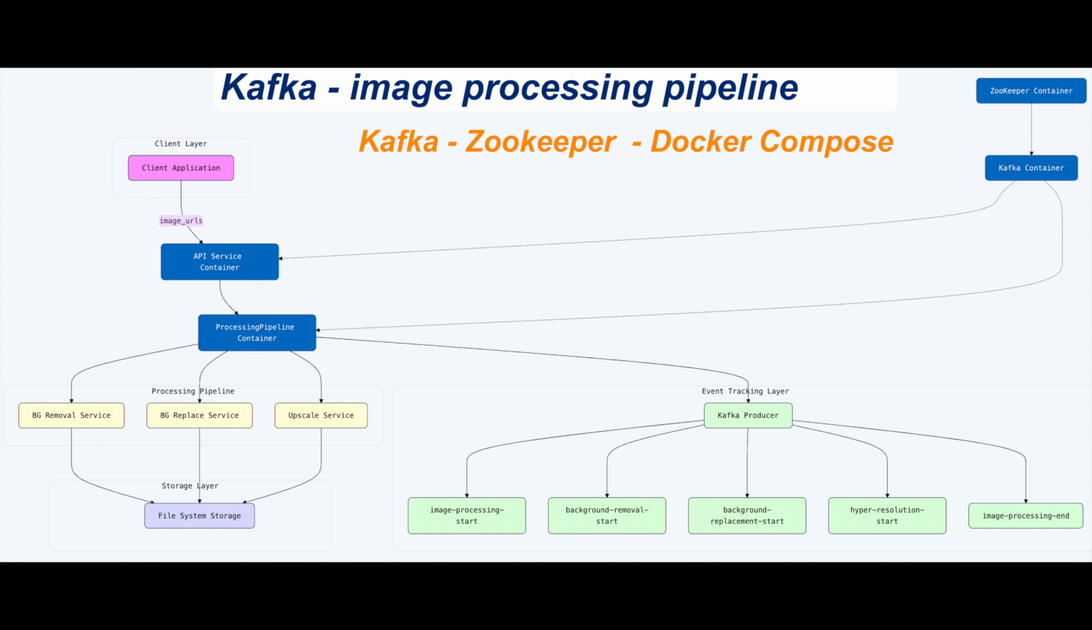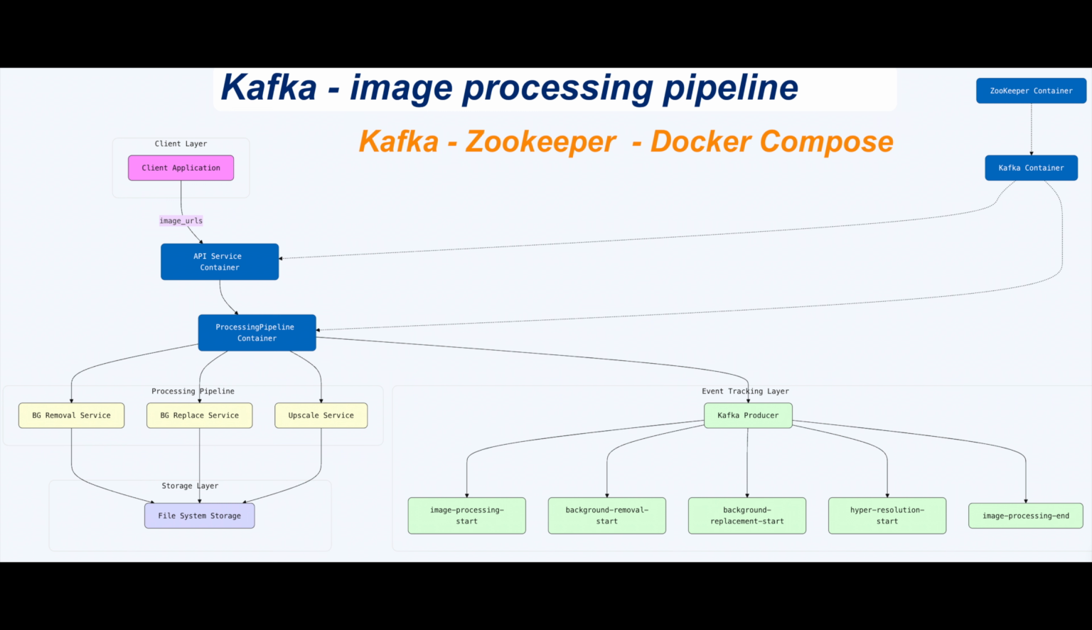Basically, you see the architecture of the Kafka-based image processing pipeline, which consists of components like the Kafka broker, Zookeeper, producer application, consumer application, and processing services. The Kafka broker manages the storage and retrieval of messages. It ensures that messages are delivered to consumers and maintains the order of messages within a topic. Then Zookeeper coordinates and manages the Kafka brokers. It handles tasks such as leader election and configuration management, ensuring the Kafka cluster operates smoothly.